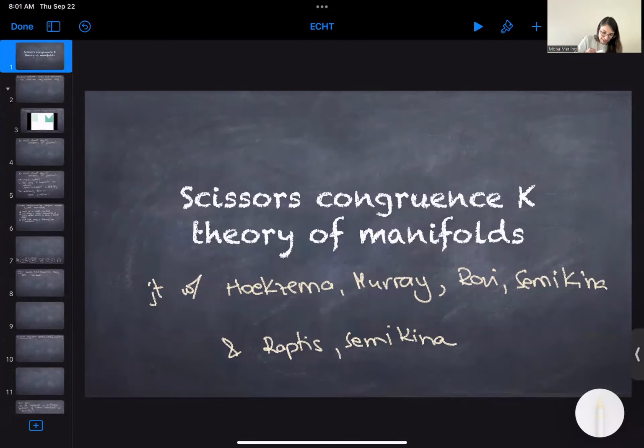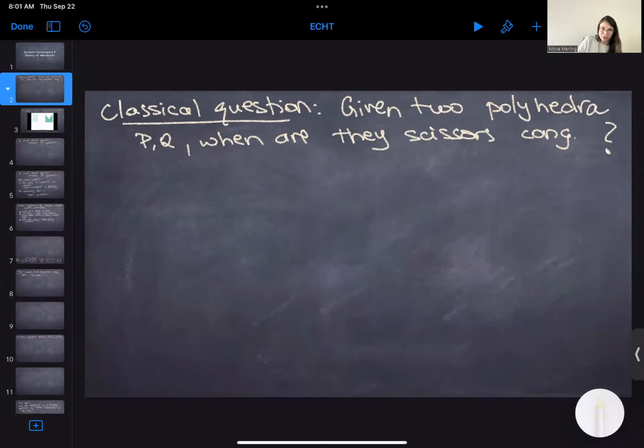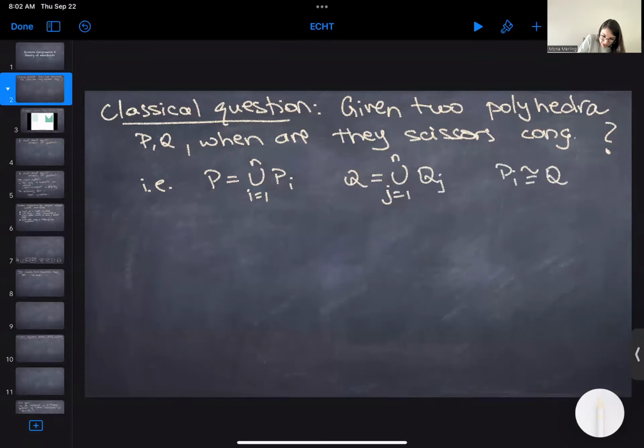So let me start. Even though the talk will mostly focus on scissors congruence for manifolds, let me start with a very classical question about scissors congruence. The classical question is about polyhedra. Given two polyhedra, P and Q, when are they scissors congruent? And what does this mean? It means that we can write P into a bunch of pieces, and we can write Q, let's call this J, such that the pieces are congruent.